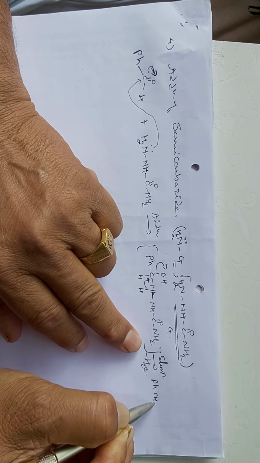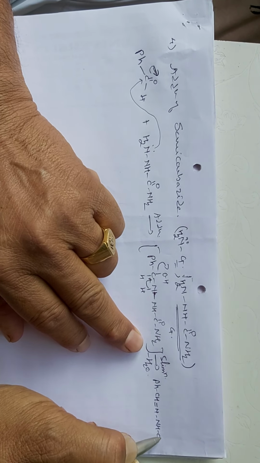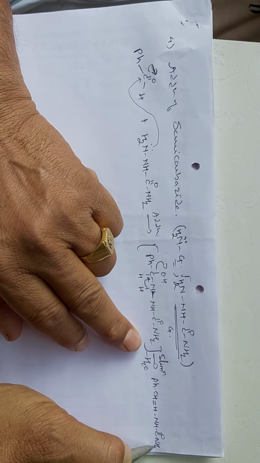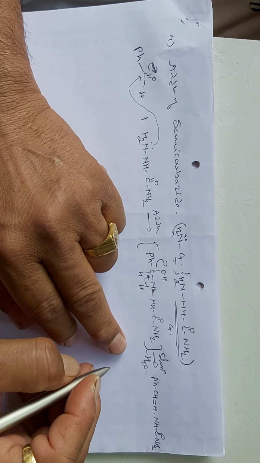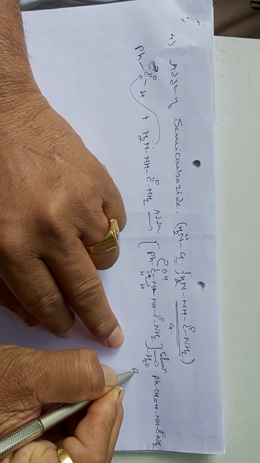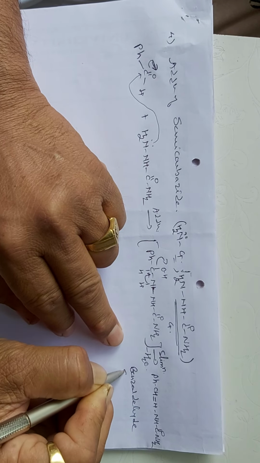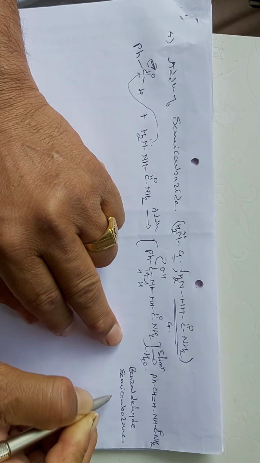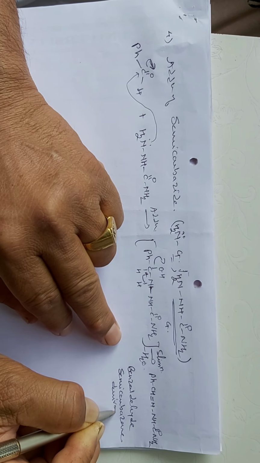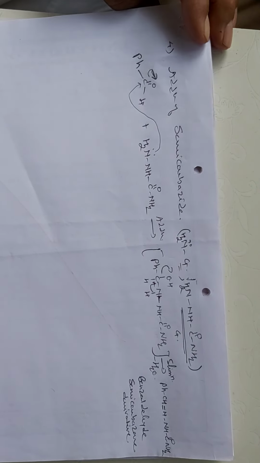It forms the product PhCH=N-NH-CO-NH2, that is the benzaldehyde semicarbazone derivative. In the same way, the ketones also give the formation of the ketone semicarbazone derivative.